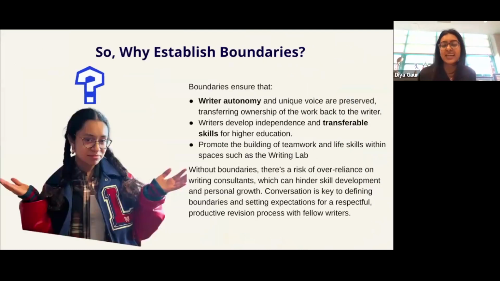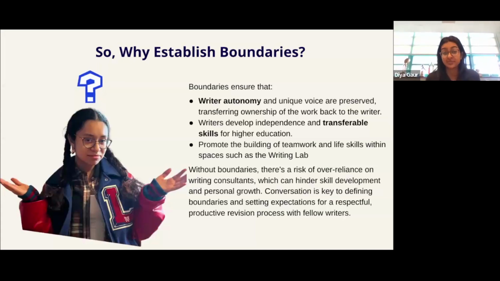So, why should we establish boundaries? Another great question, guys. Boundaries aren't just about setting limits, they're about creating a structure that fosters both independence and growth. Without boundaries, writing consultations can easily become very one sided, where the consultant takes over the writing process instead of empowering the writer to do it independently.